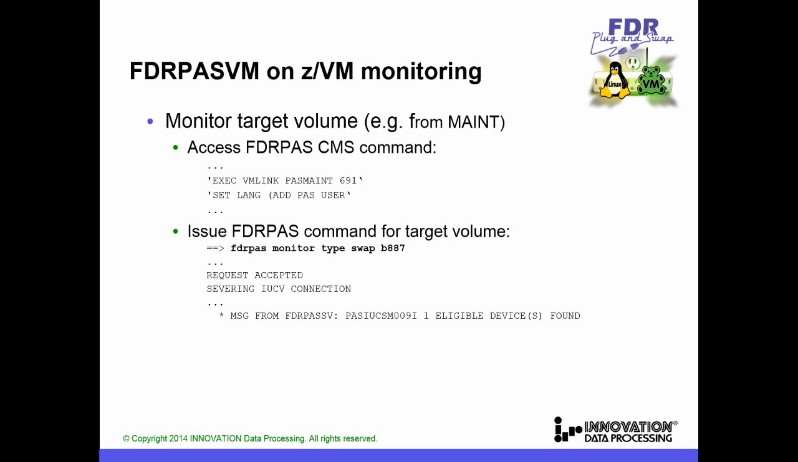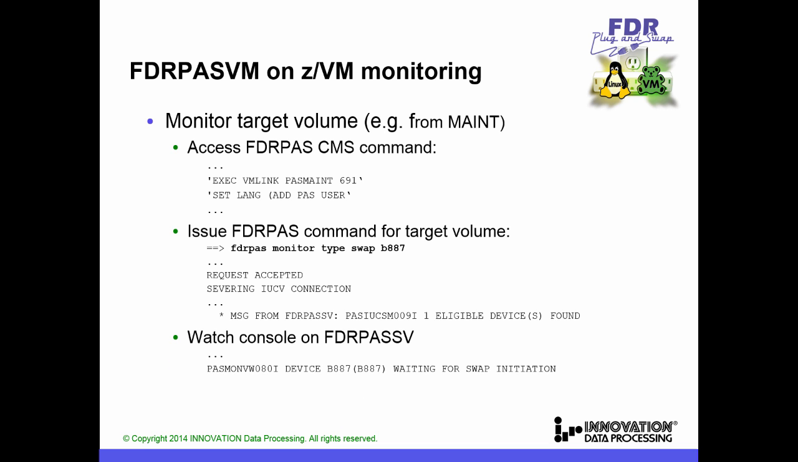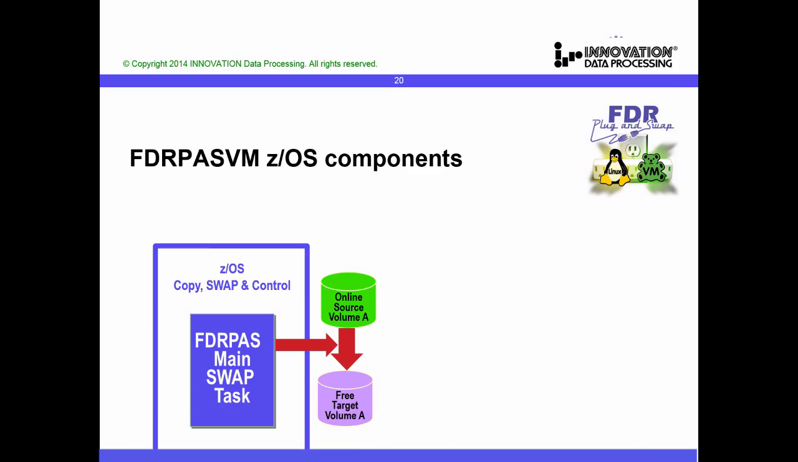And then you issue the FD. So this is from MAINT. You could do it from PASMAINT, or you could do it from your own system admin ID. All right, any of the three work. So we say MONITOR TYPE SWAP Bravo 887. You tell it the target, but it figures out the source. Okay. And on the console, it says, I found one device, and I'm waiting for the swap to begin. Okay, now we'll go to the z/OS side.